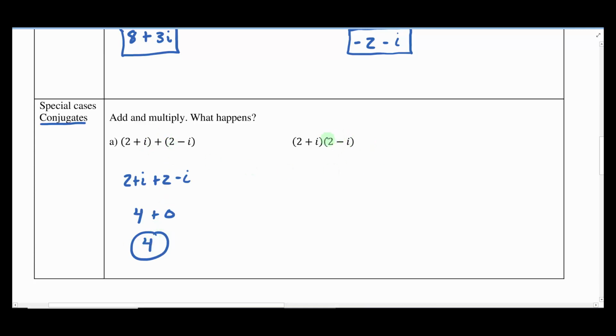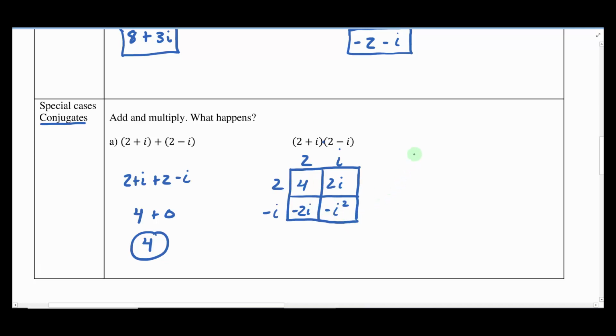Well, let's see what happens when we multiply. Remember, this is multiplication, so this is where we want to use a box. I'm going to set up a box, 2 by 2 again, because each of my complex numbers here has two pieces. So we have 2 plus i, and then 2 minus i. Let's put it along the sides like that. Now we're going to multiply. 2 times 2 is 4. 2 times i is 2i. 2 times negative i is negative 2i. And negative i times i is negative i squared. So there's our four pieces.